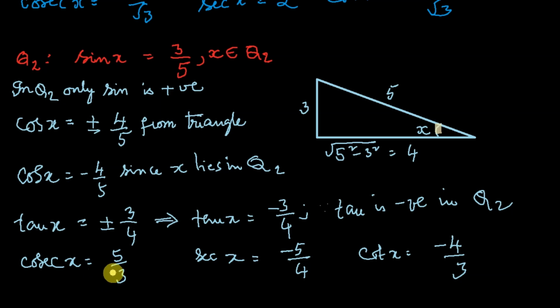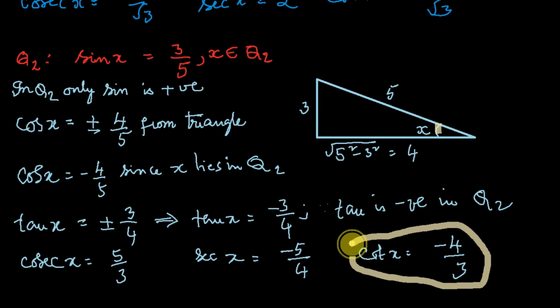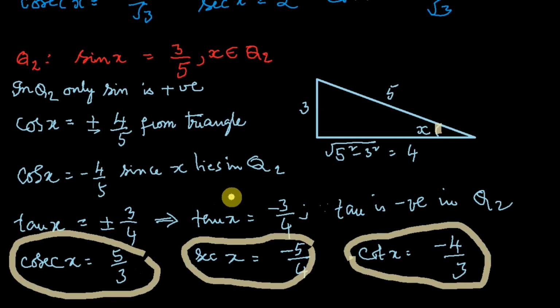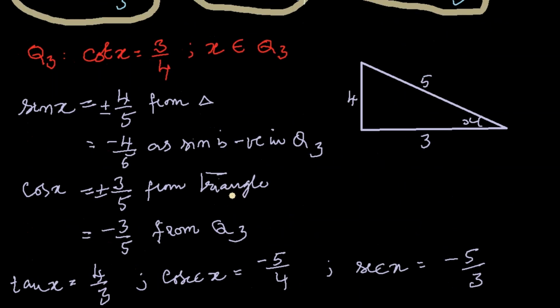So cosec x is 5 by 3. Secant x is minus 5 by 4. Cot x is minus 4 by 3. This is the inverse of tan x. This is the inverse of secant x, which is the inverse of cos x. This is the inverse of sin x. Next question.